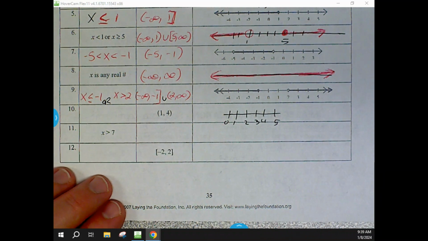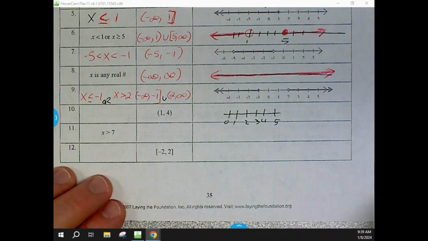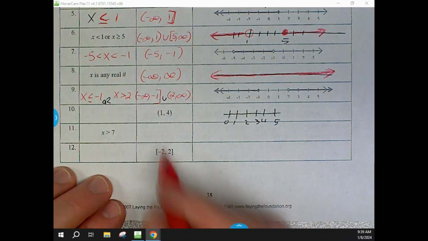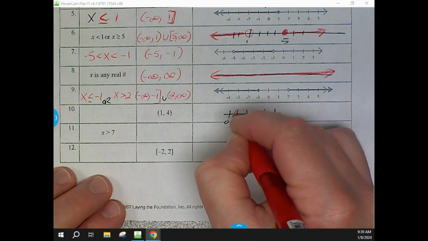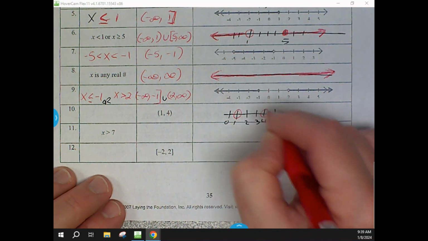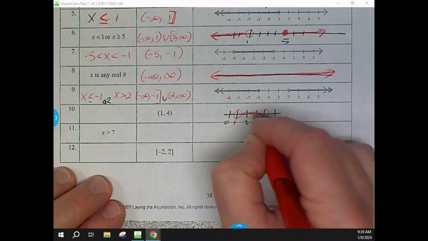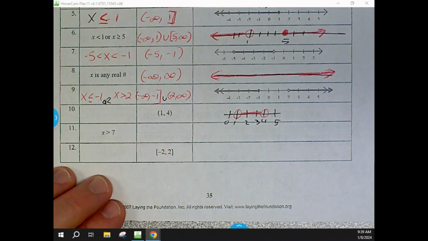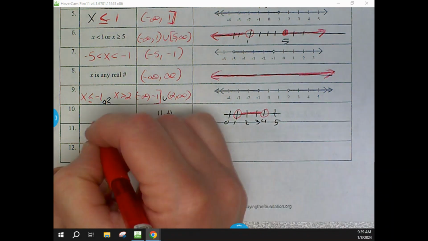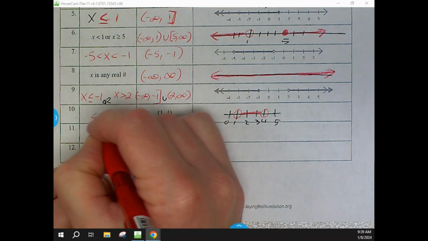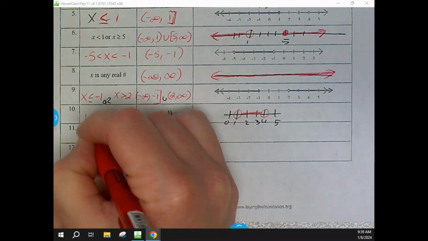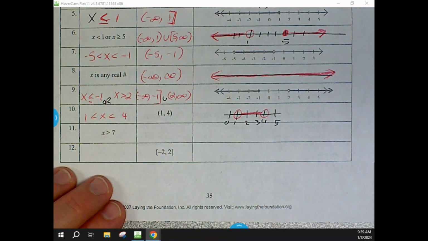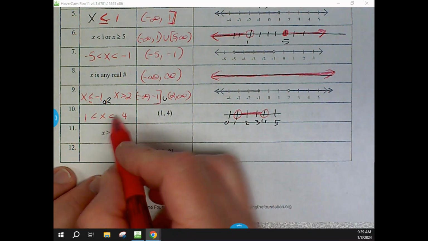Okay, so for 10, we're going from 1 to 4. They're parentheses in that case. So open circle at 1, open circle at 4, and then everything in between. So again, if we're staying between 1 and 4, x is going to be between 1 and 4. Open circles all the way around, because the open circles will then make it just be less than.